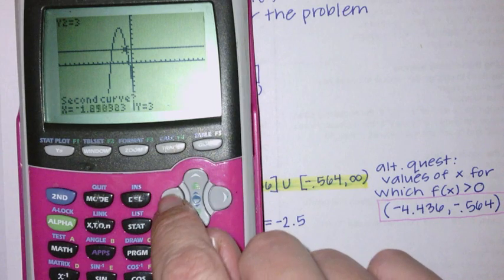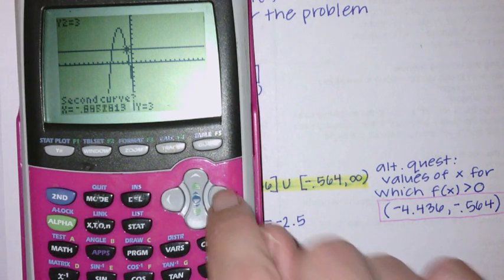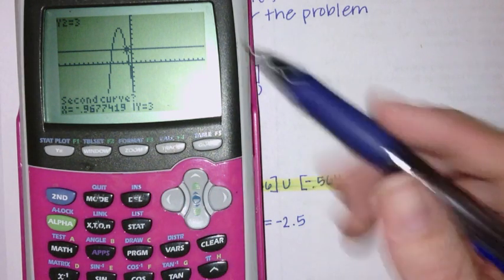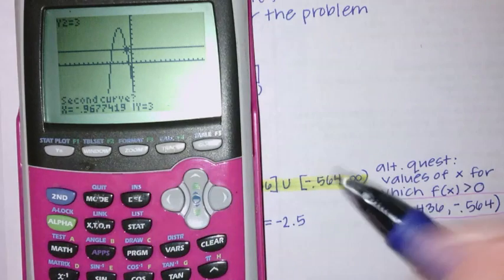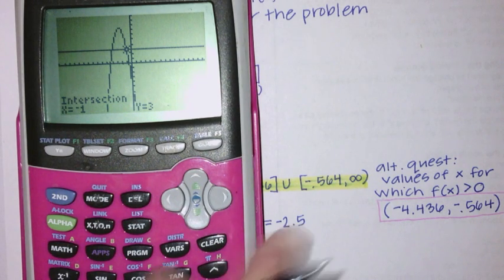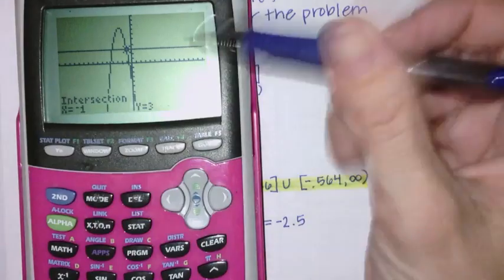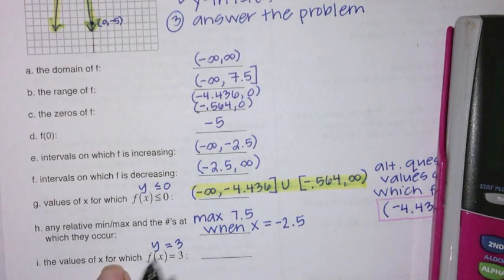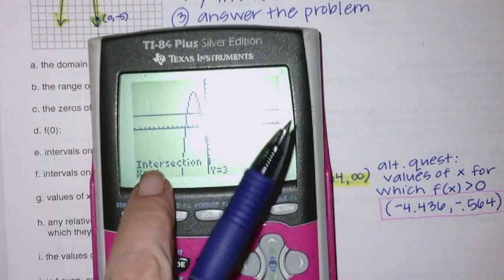which you'll see if you scroll, it has now jumped to the other equation, y equals 3, and again, get really close to that intersection, and then it'll say guess, and then you hit enter. And it says when x equals negative 1, y equals 3. So what is the question? It says the values of x. So what's our x value here? It is negative 1.